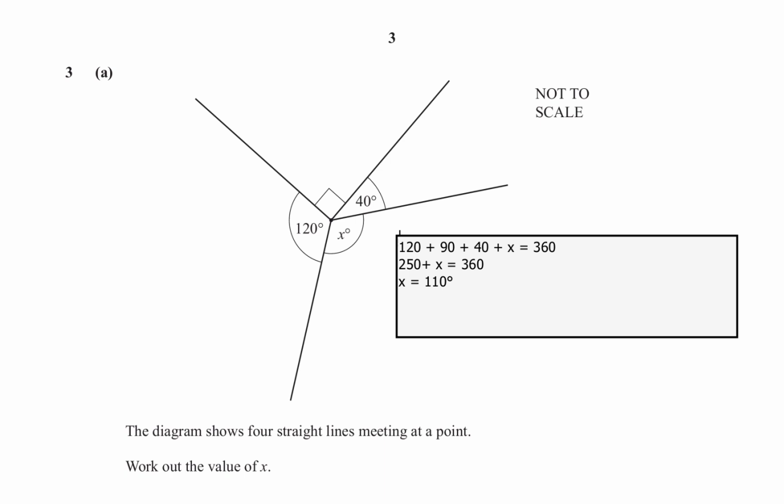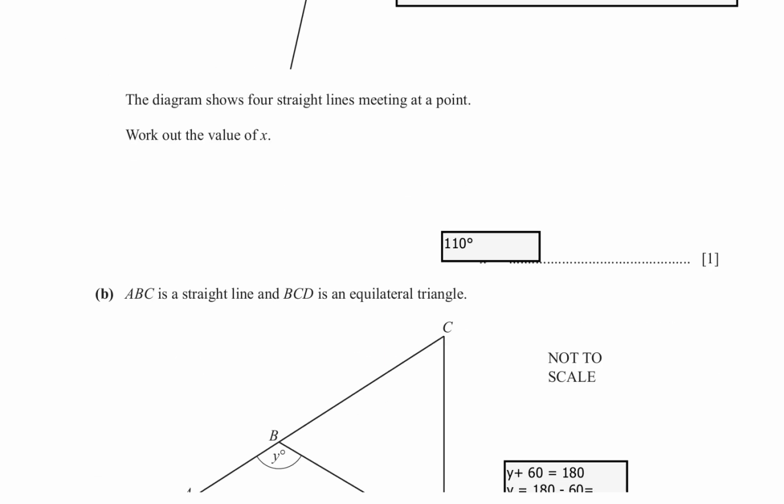The sum of the angles at a point is 360 degrees. So 120 plus 90 plus 40 plus x is 360 degrees. 120 plus 90 plus 40 is 250. So 250 plus x is 360. So x is 360 minus 250, which is 110 degrees, is basically the answer.